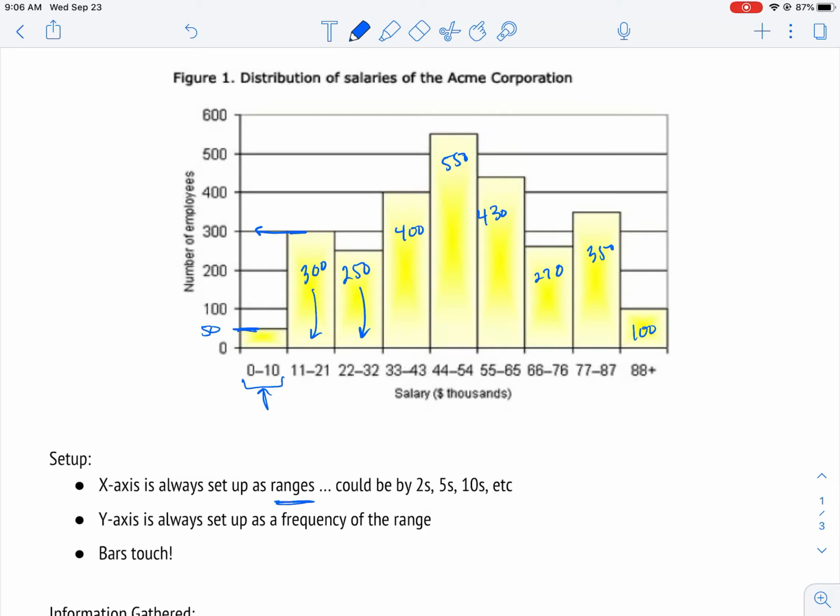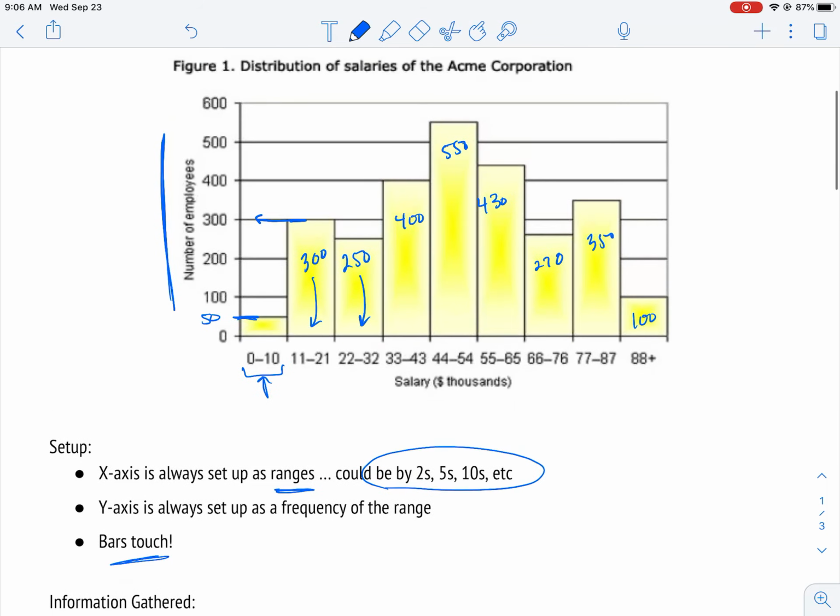You'll see the x-axis is always by ranges. It could be 2s, 5s, 10s, 20s, it doesn't really matter. It's whoever is making it's choice. The y-axis is always in terms of frequency, so the number of people or the number of whatever you're looking at. And then the last thing is that the bars always touch. I know that's a weird thing, but it's a key component of a histogram that the bars are touching, okay?